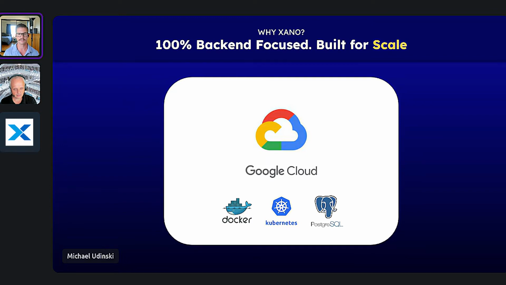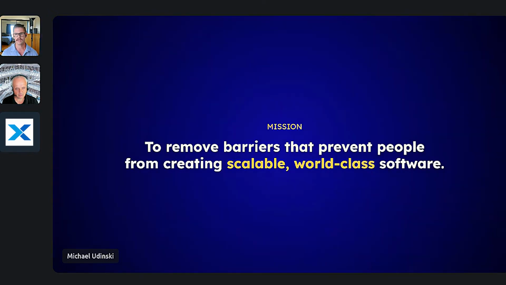So we use Dockers to containerize your instance, Kubernetes to orchestrate scaling, built on a PostgreSQL database, which is flexible enough to be scaled horizontally and vertically. And then it's all hosted on the Google Cloud Platform. And lastly, our mission is to remove barriers that prevent people from creating scalable, world-class software.